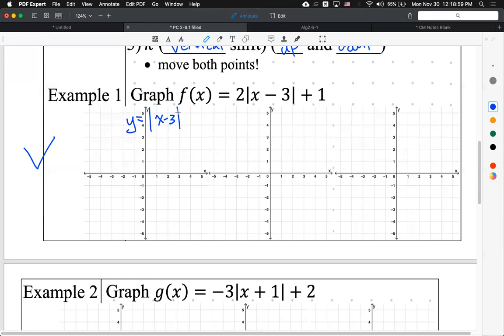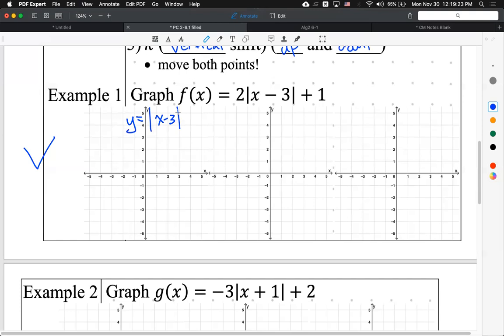Well, it's our parent function, our V, but moved somewhere. Where do we move it? Do we move it up, down, left, right? How much do we move it? Someone tell me. Look at your notes. Graph of absolute value of x minus 3. Someone tell me where the vertex is.